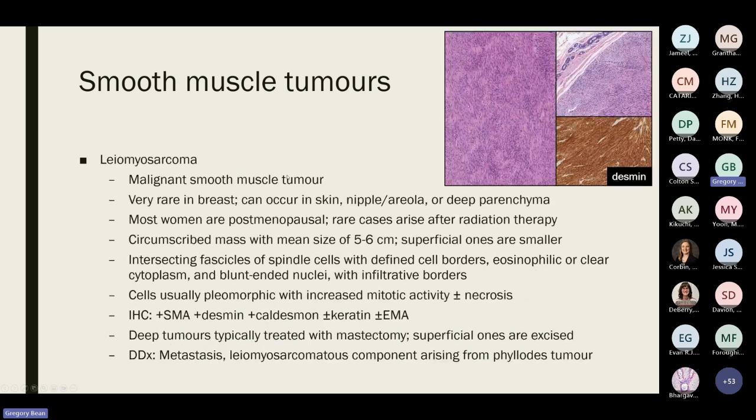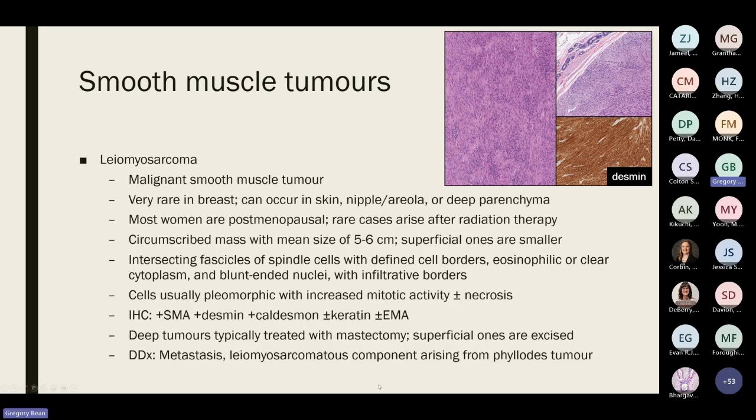The malignant counterpart of leiomyoma is a leiomyosarcoma, also very rare, seen in the same areas. Most patients are postmenopausal, often a circumscribed mass. Looks like leiomyosarcomas in other parts of the body. Mitotic activity, necrosis, stains like you'd expect it to. These rare tumors are typically treated with mastectomy when they're deep. Superficial ones can typically be excised. You want to rule out a metastasis of a leiomyosarcoma from the gyne tract, for example.